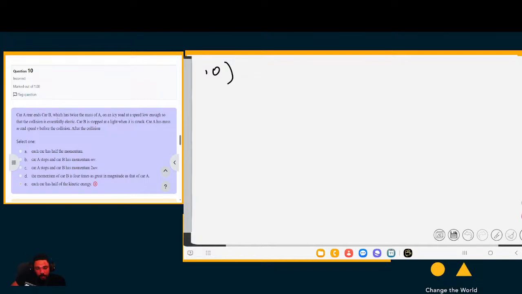Car A rear ends car B. Okay, so we have car A moving at a speed V, and it rear ends car B with mass M, moving at speed V before the collision, banging into the car standing still at the stoplight. It has a mass M and a speed V before the collision. That's car A. Now after the collision, what is the momentum of car A and what is the momentum of car B? So the answer is that the momentum of B is 4 times as great in magnitude as that of car A.